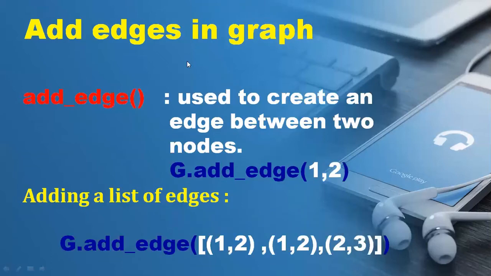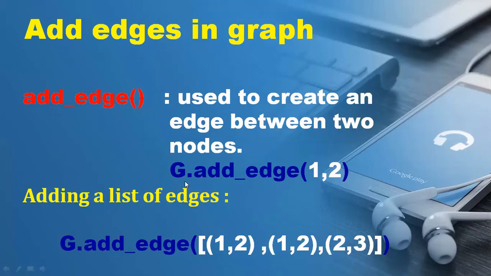Now then we have another function that is called as add underscore edge. So this is basically used for adding an edge between the two nodes. So as you can see, this is the name of the function add underscore edge, which is called with the help of this G.